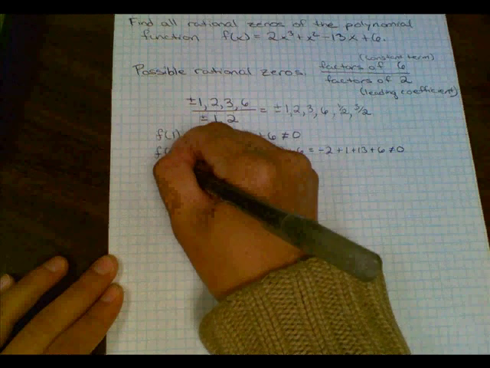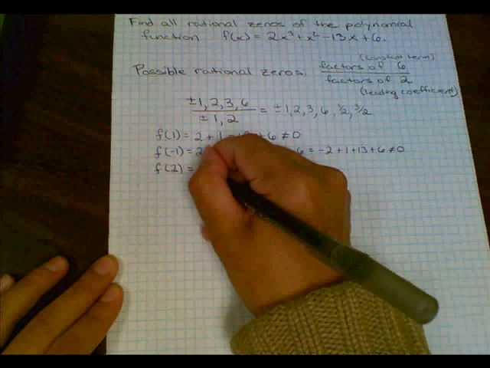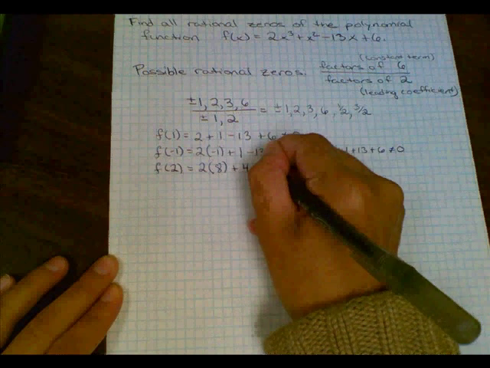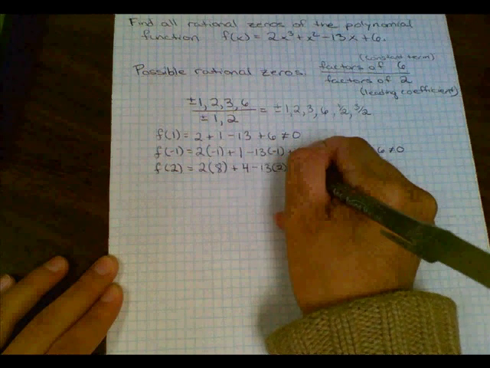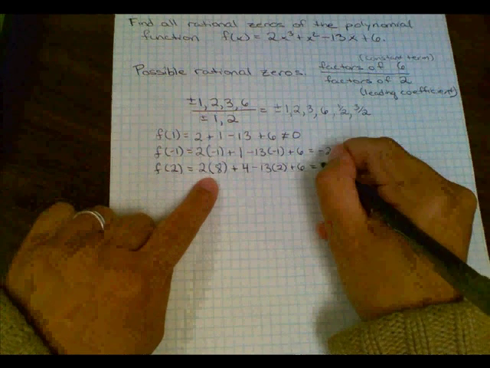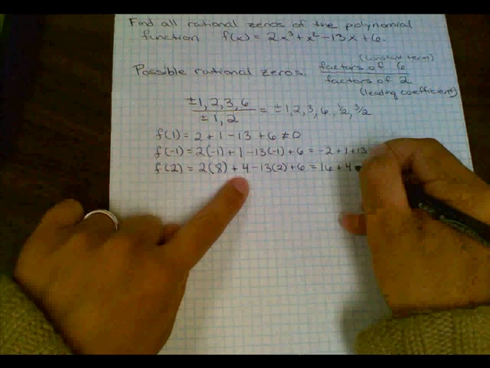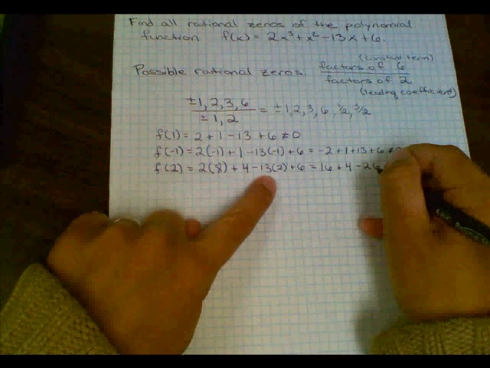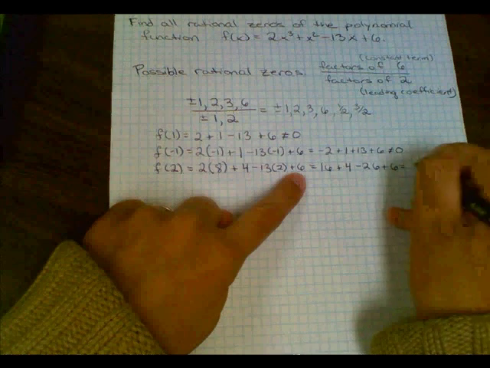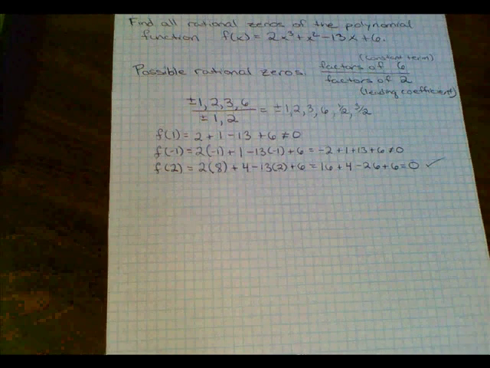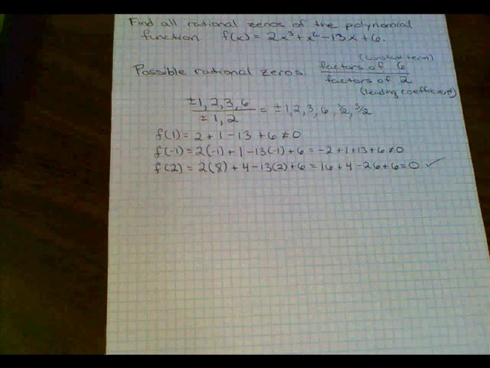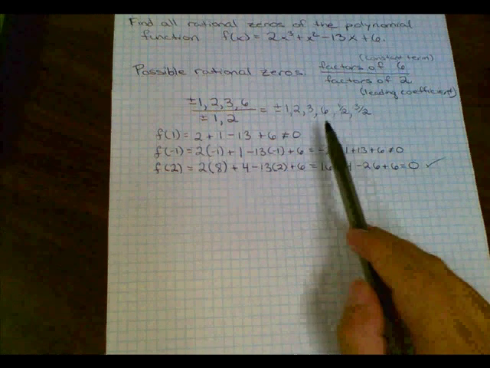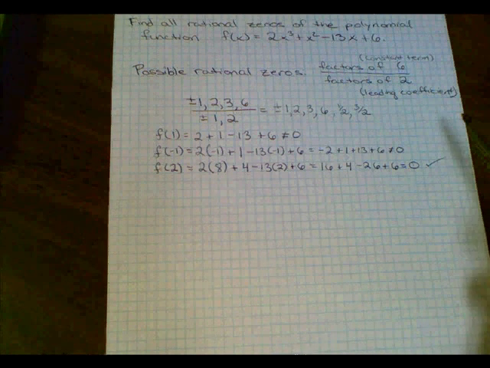Okay, so moving on down the list, f of 2. 2 times 2 cubed would be 8, plus 2 squared would be 4, minus 13 times 2 plus 6. Well, that would be 16, plus 4 would give us 20, minus 13 times 2 is 26, so 20 minus 26 is -6, plus 6 would give us 0. Okay, so we found a 0 of the polynomial. Now where do we go from there? Well, there is another option to just continuing down the list and plugging everything else in. That's not the most efficient way to do this.